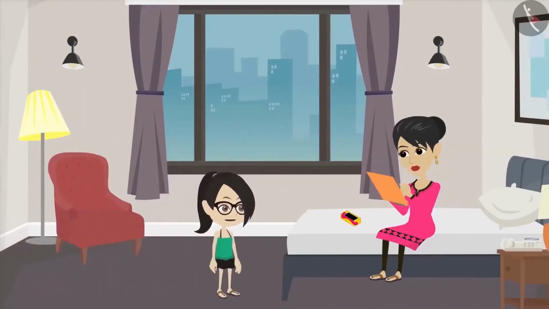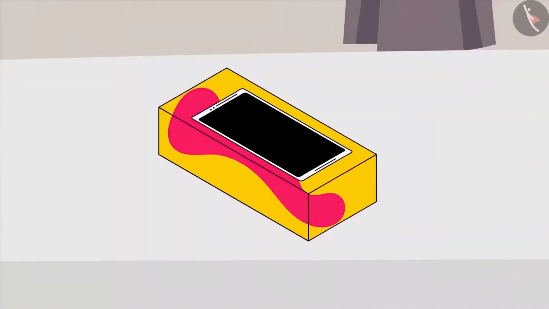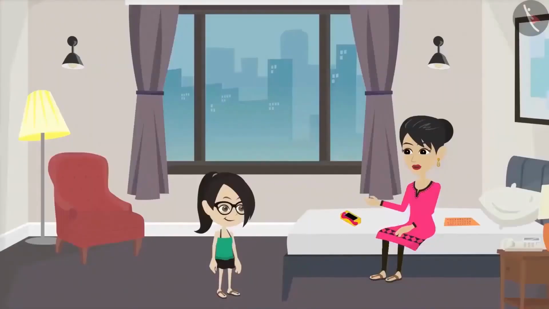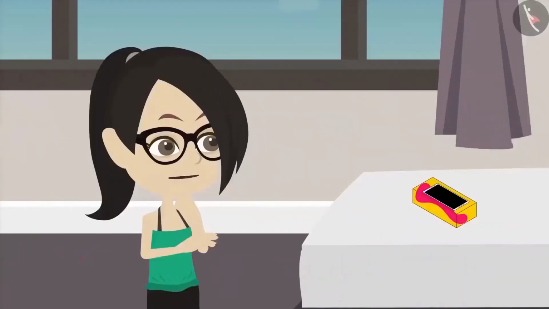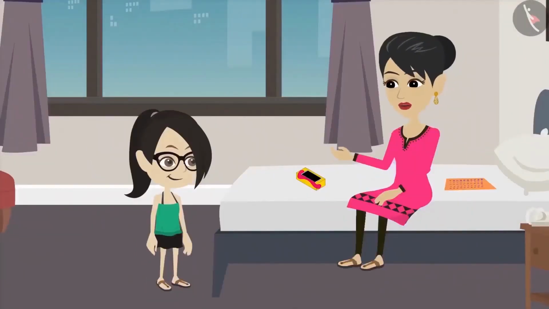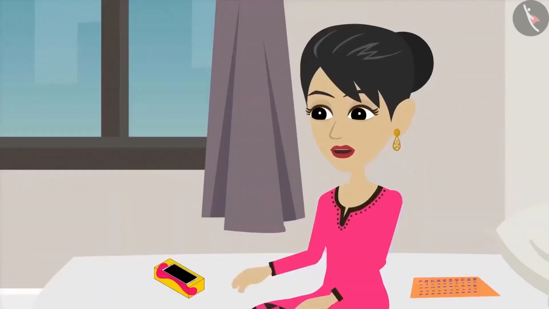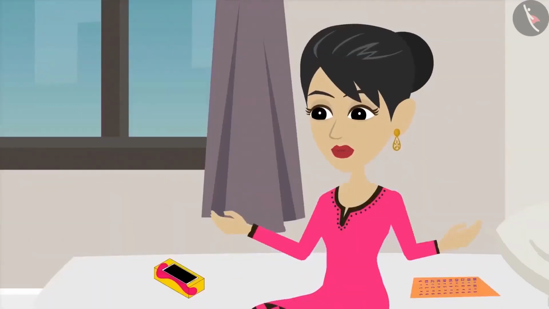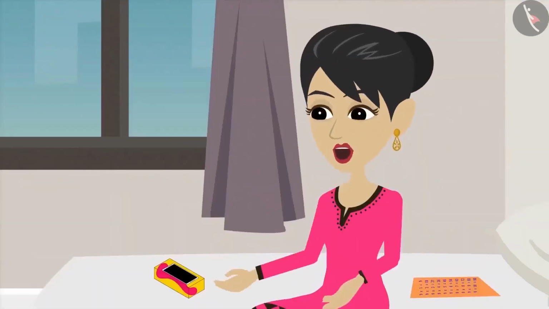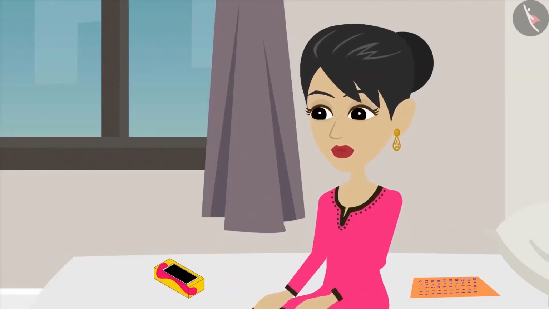"Mother, what are you calculating?" "I have taken this mobile in installments, Vandana. So now I'm finding out how much money I have to pay every month." "What is installment, Mummy?" "When we buy something, sometimes we do not give the full value in the beginning, but we give a few rupees every month for it. This is called buying something on installment. And the money given every month is called an installment."